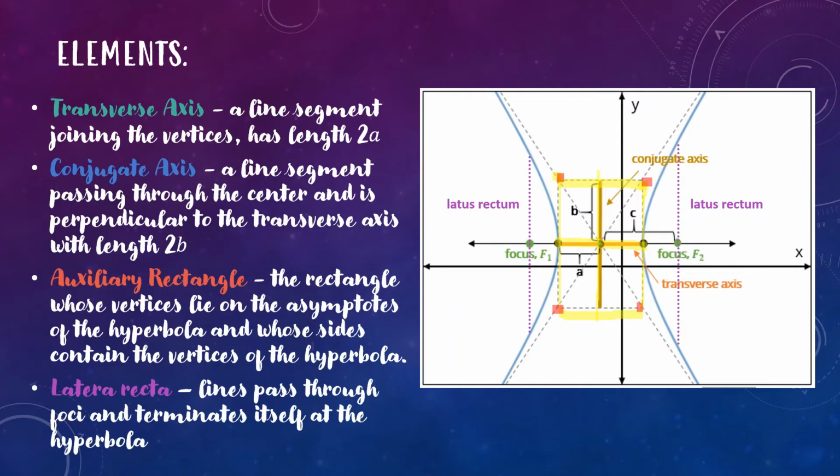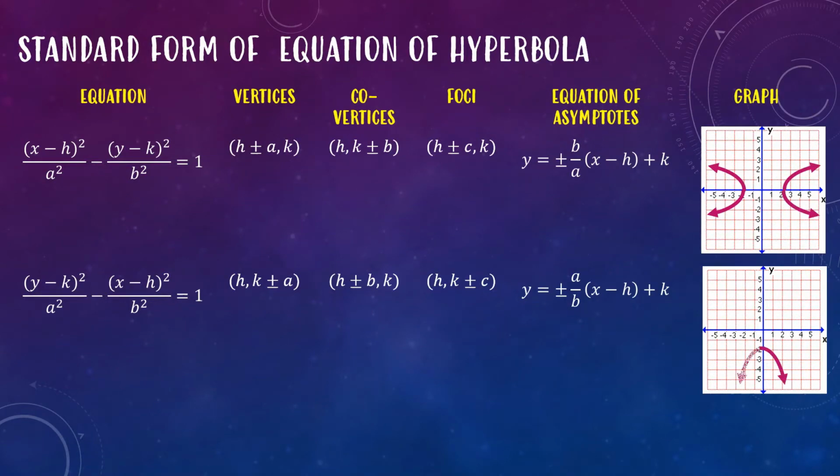Next, we also have, of course, the latera recta. Okay. Again, since mura man siya duha ka parabola, so duha po ang atong latus rectum. So, latera recta, lines pass through foci and terminate itself in the hyperbola. Okay, kani ang latera recta. Latus rectum sa right side and latus rectum sa left side na hyperbola. So, those are the elements for our hyperbola.